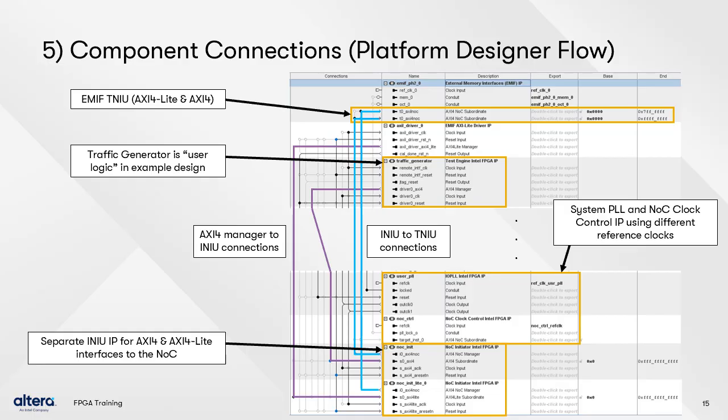Finally, in the middle are the System PLL, named User PLL, and the NoC Clock Control IP. The System PLL clocks all the fabric side components, including the INIUs in this design. You'll notice that the NoC Clock Control IP does not connect to anything in the system other than its external reference clock. The NoC PLL is already connected to the NoC in hardware, and the NoC assignment editor will be used to specify whether it drives the top or bottom NoC.